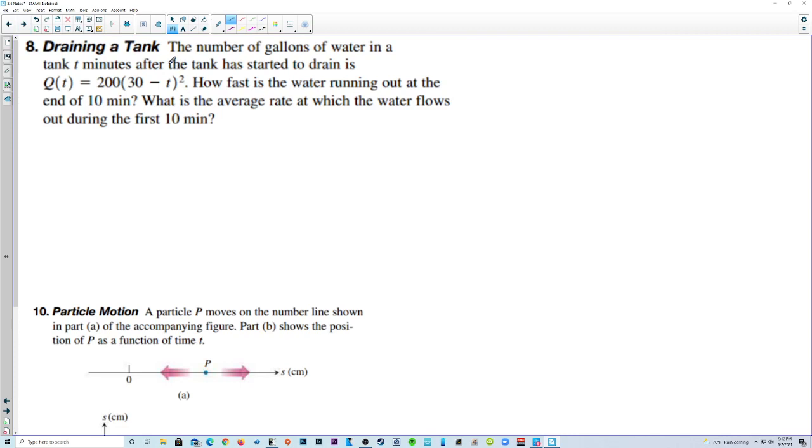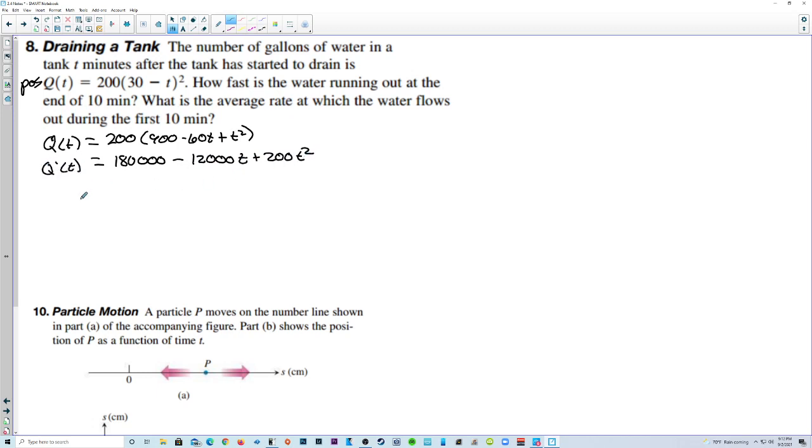The number of gallons of water in a tank t minutes after the tank has started to drain is Q of t. Q of t is the position function. How fast is the water running out at the end of 10 minutes? All right, so let's write Q of t like this, multiply it out. 200 times 900 minus 60t plus t squared. And let's run the 200 through. So we get 180,000 minus 12,000 t plus 200 t squared. So that's Q of t.